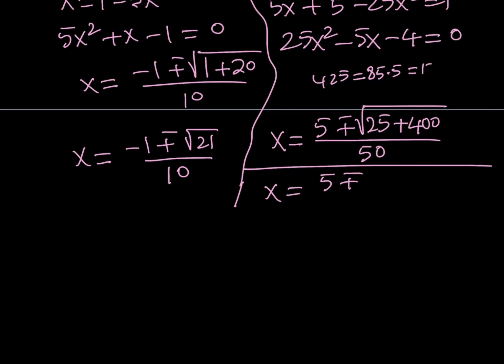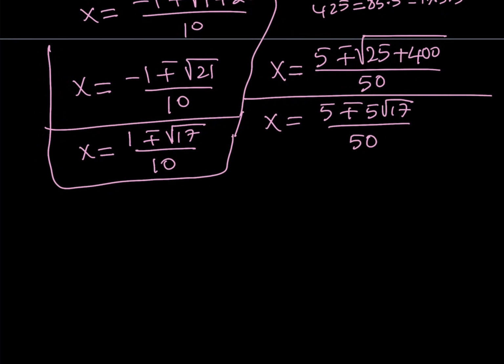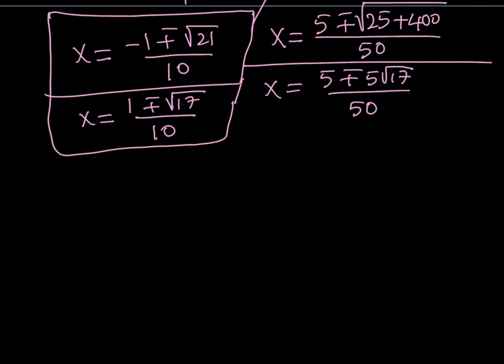85 can be written as 17 times 5, so this is 25 times 17, which means you can pull out the 25 as a 5, and you have a 17 inside the radical. And of course, that's being divided by 50. Therefore, the other solution in the simplest form is going to look like, if you divide everything by 5, 1 plus minus root 17 divided by 10. And notice that both of the values are being divided by 10.